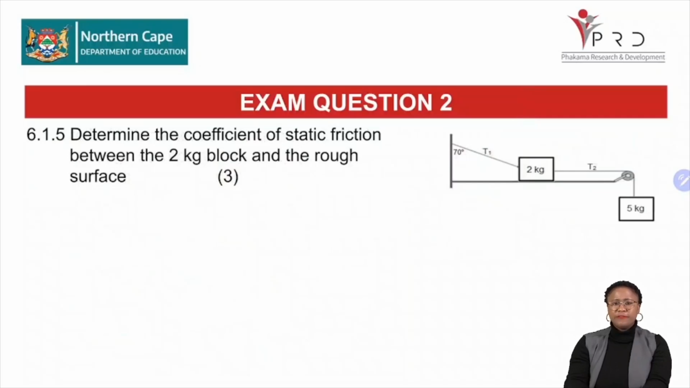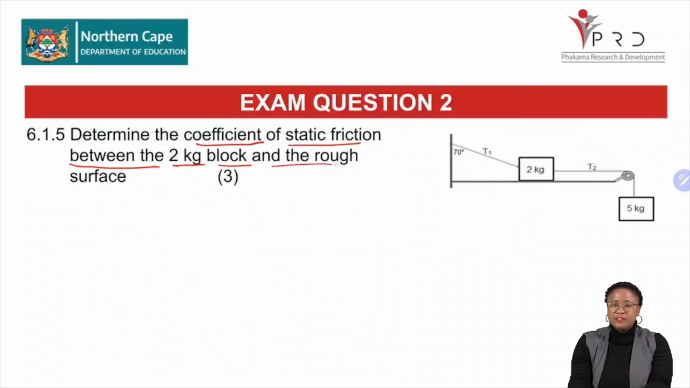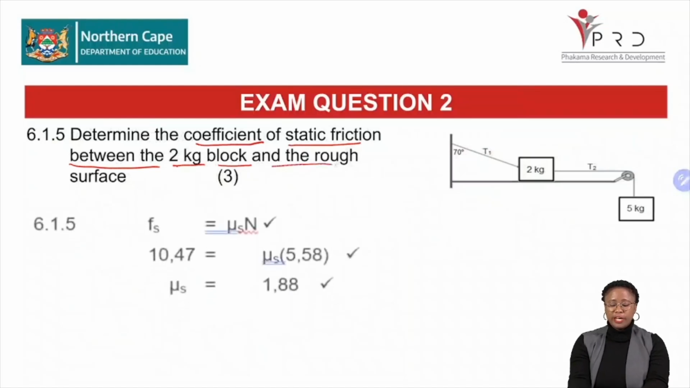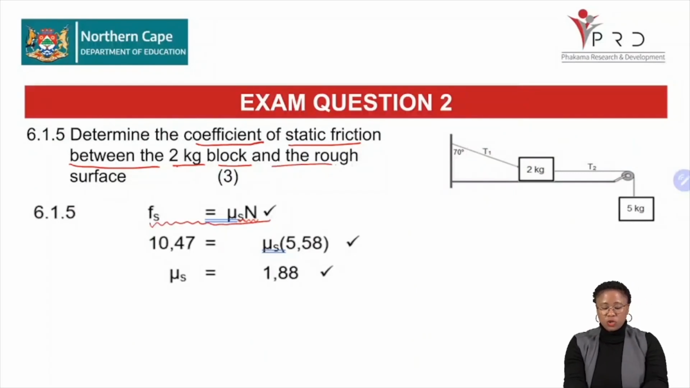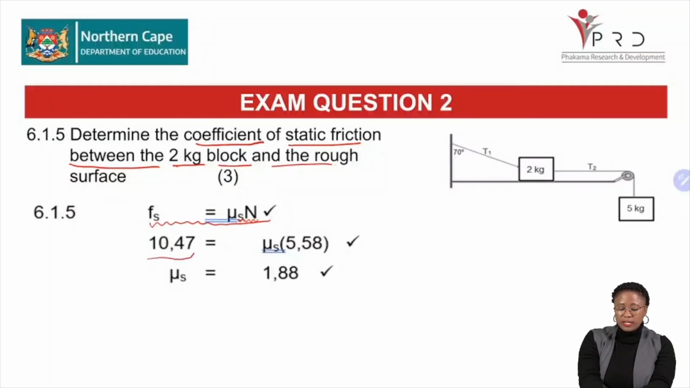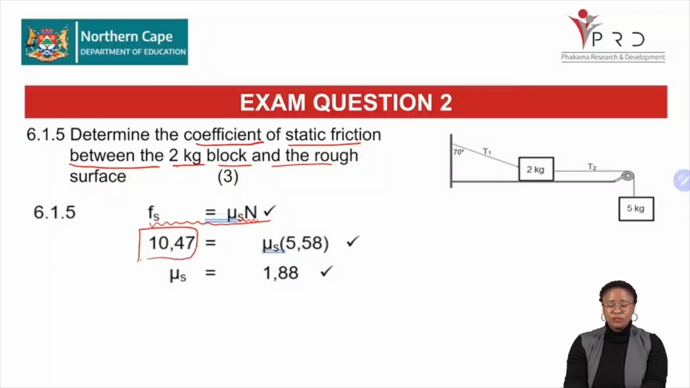Now 6.1.5 says determine the coefficient of static friction between the 2 kg block and the rough surface. Now we are looking for the coefficient of static friction between the 2 kg block and the surface. What do you do? You go straight to our formula, which is Fs is equal to Us multiplied by the normal force. You already have the static friction force. We were given it in the previous question, which was the 10.47. And then what you need to do is substitute the normal force that you calculated in the previous question, and then you should get the coefficient of static friction as 1.88.